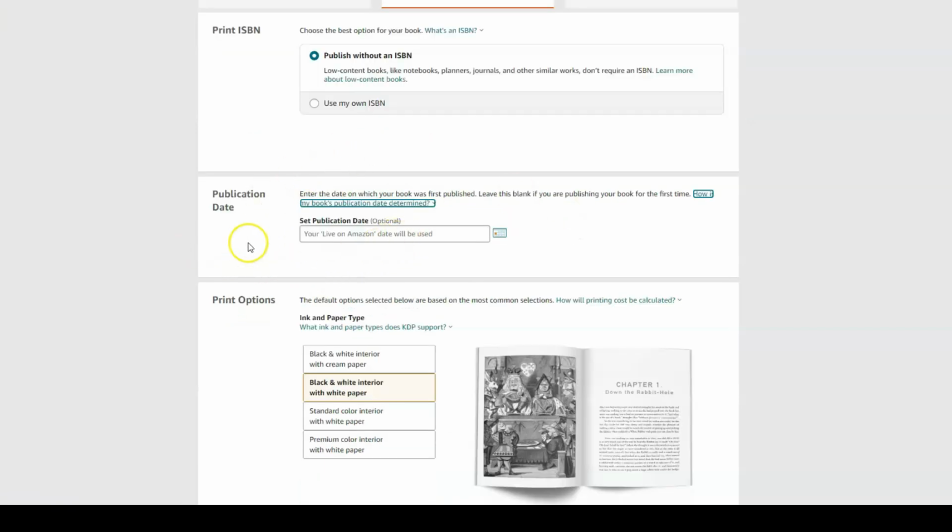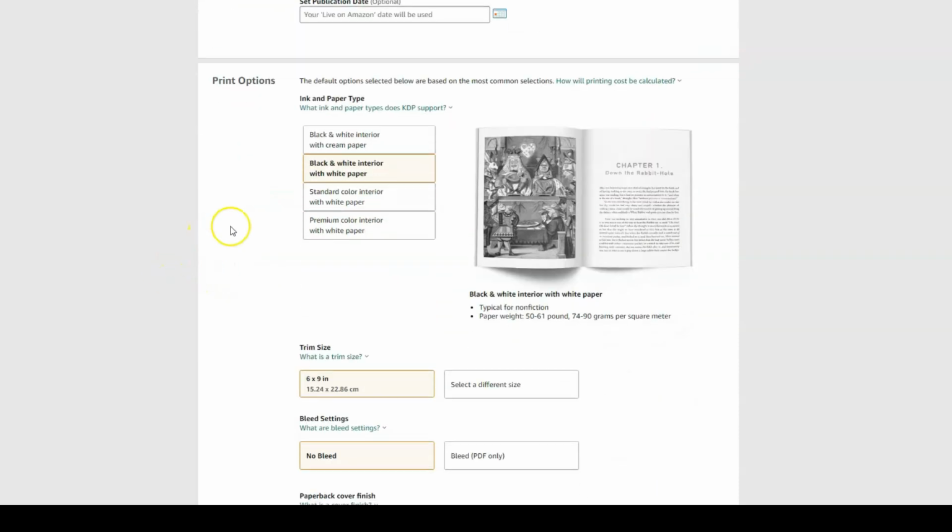So we're going to leave the publication date blank because Amazon will state the date that your book will be published. So we're going to leave this blank if we are publishing our book for the first time. So you don't have to worry about this.